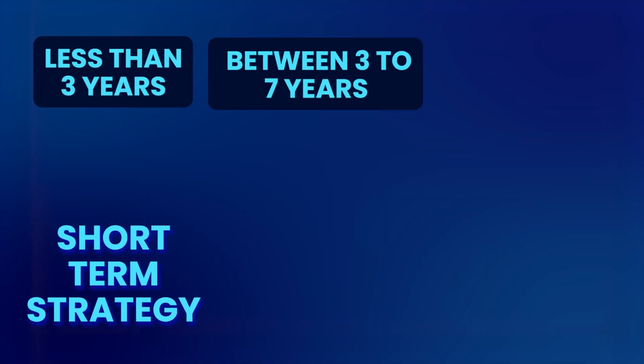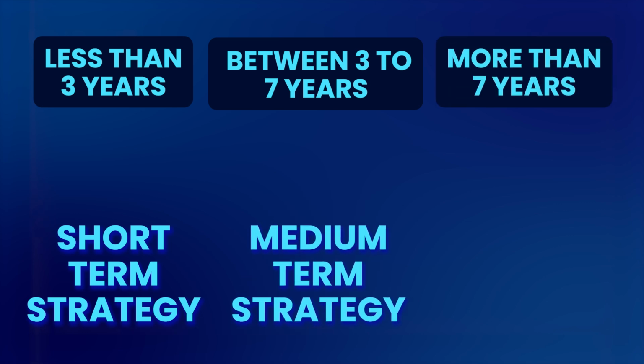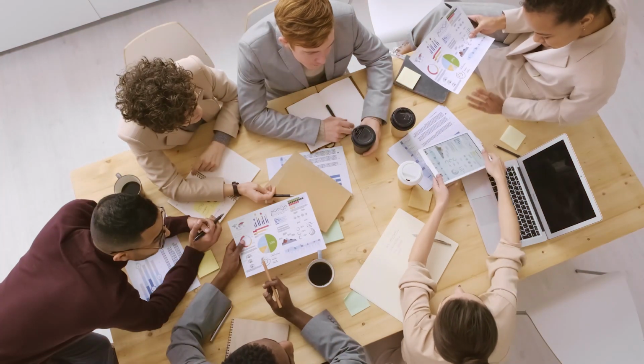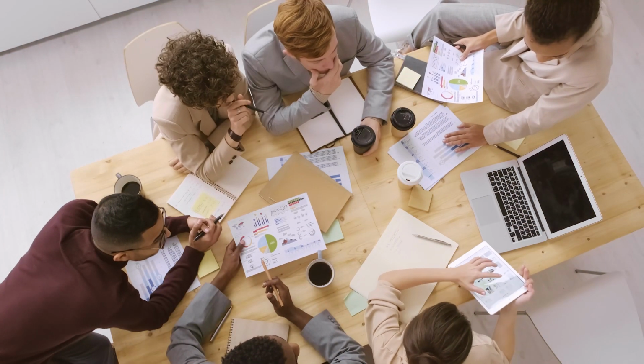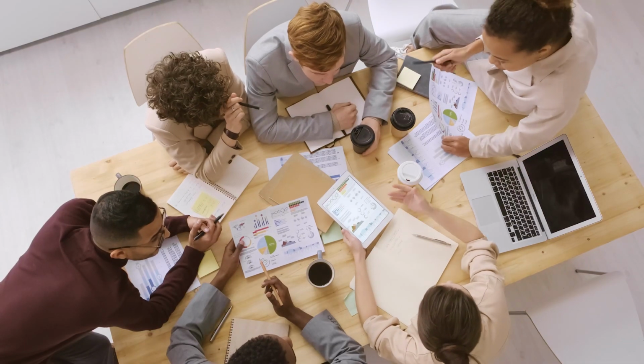If it's between 3 to 7 years, we call it a medium term strategy. If more than 7 years, we call it a long term strategy. What is important for business is, based on the identified issues in terms of risks and opportunities for your business in environment, social and governance, you have to come up with a strategy, short term, medium term and long term, based on the severity or the impact that you are going to have because of these issues or the opportunities.